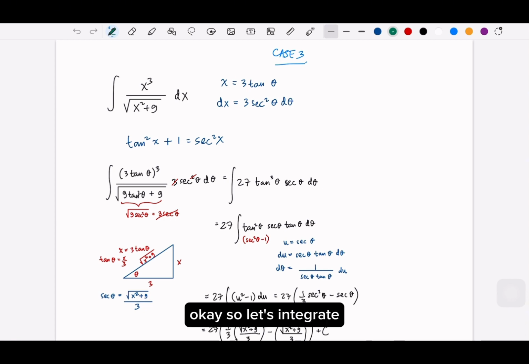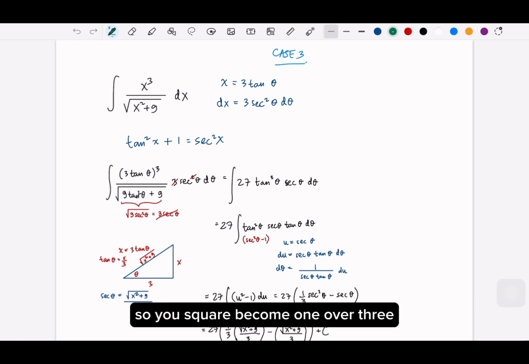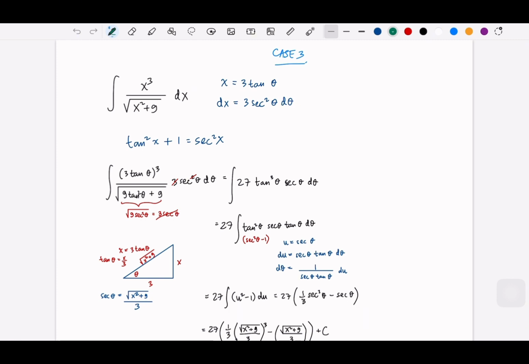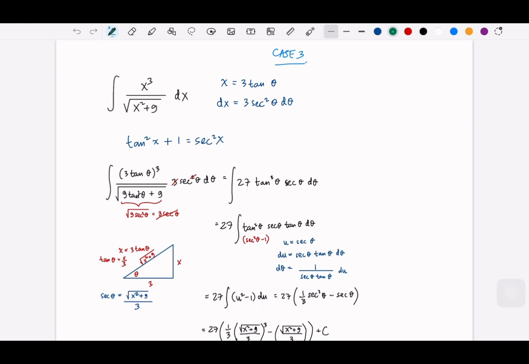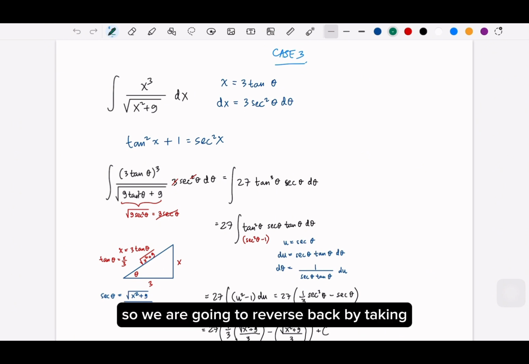Okay, so let's integrate. So u squared becomes u cubed over 3. And I will change u back to the secant. So this will be secant theta cube over 3 minus u. U is secant theta, so secant theta. Okay. And again, this is still in theta. We are going to convert back to the x. So we are going to revert back by taking the triangle.